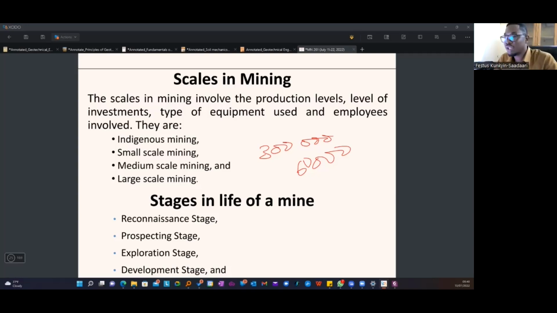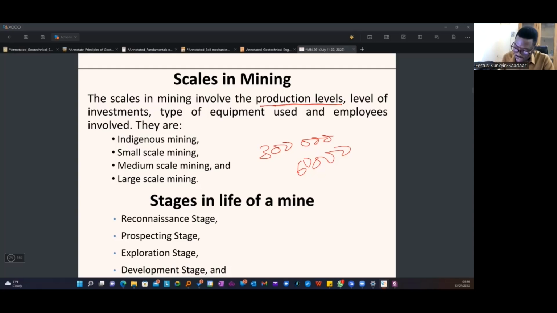So if I want to decide, or per regulations, if we want to know whether a particular mine is an indigenous scale, a small scale, a medium scale or a large scale, how do we know that? So we say that the first one will be about the production levels, how much tonnage of material we are able to mine within the year. That is what helps us to decide whether a particular mine is small scale or large scale.